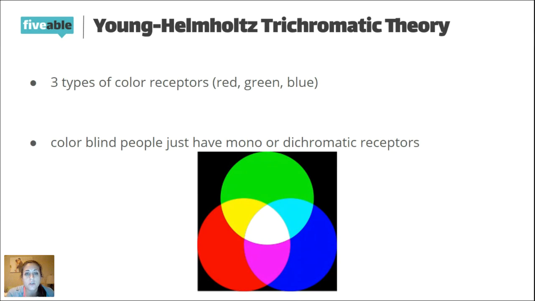And then you could be missing 2 sets of receptors, and you could be monochromatic, and then your vision's much more kind of grays, and it's not nearly as bright colors and things like that. So that's kind of how color blindness works. You're missing 1 or 2 sets of the receptors.